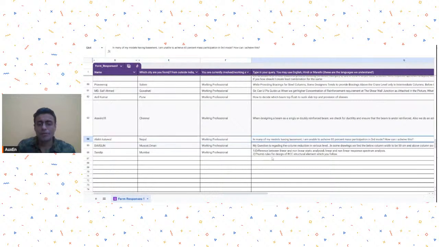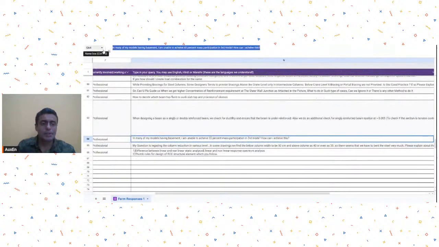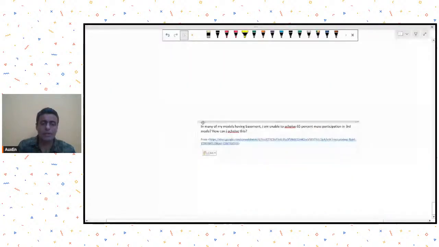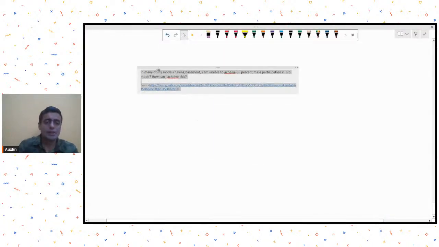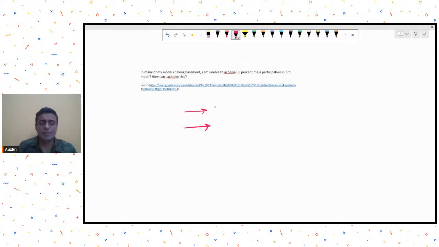He is saying, in many of my models having basements, I am unable to achieve 65% mass participation in the third mode. No, you don't have to achieve it in that. One thing you should understand is that you have to add up the masses not in the first three modes per se, but you have to add masses in the first three fundamental modes.